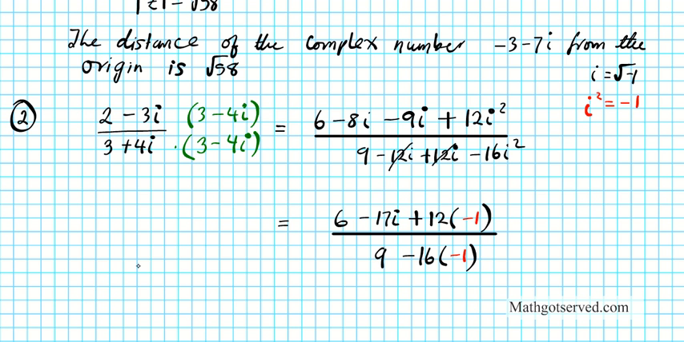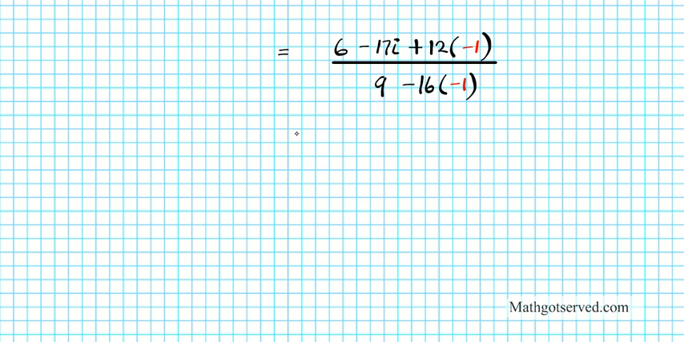Now we're going to simplify further. And then that's going to give us 6 minus 17i minus 12, because minus times plus is minus, divided by 9 plus 16, because minus times minus is plus. Alright, and then we'll simplify further. We combine 6 and -12 to give us -6 minus 17i over 9 plus 16 is 25.